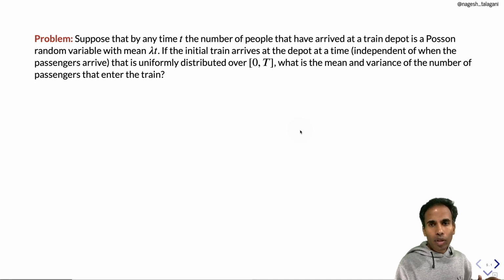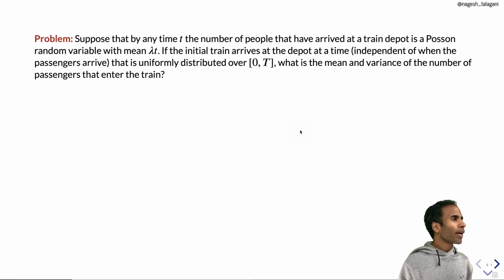Okay, let's do a problem. Suppose that by any time t, the number of people that have arrived at a train depot is a Poisson random variable with mean lambda t. If the initial train arrives at the depot at a time that is uniformly distributed over the interval 0 to T, and this time is independent of when passengers arrive at the depot, what is the mean and variance of the number of passengers that enter the train? Okay, let's do this.